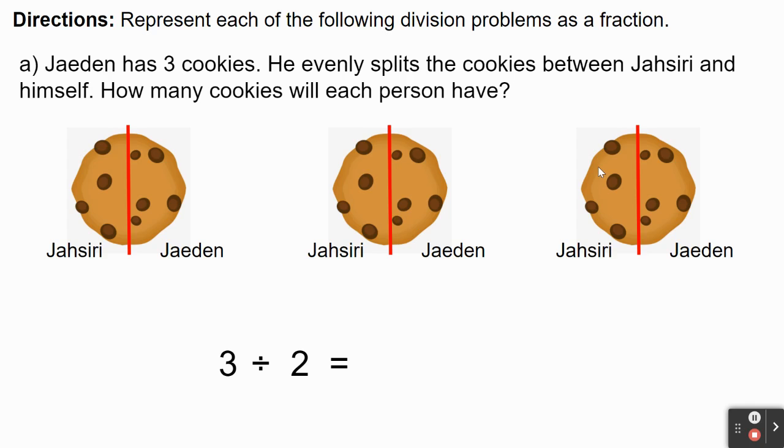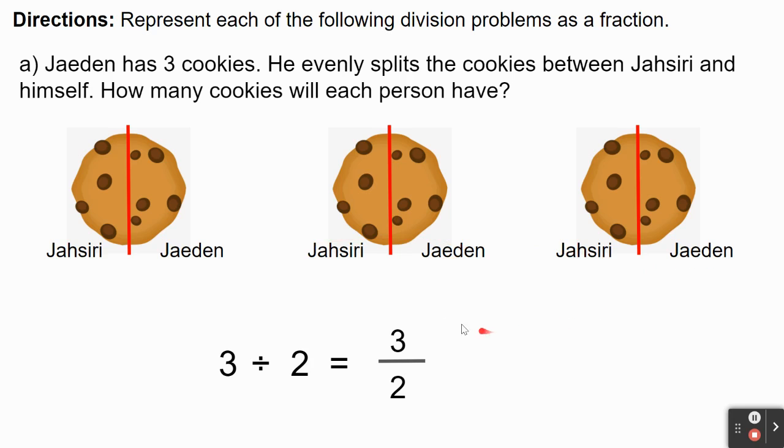Well, let's see how many cookies Jossiri is going to get. So Jossiri is getting 1 half, 2 halves, 3 halves. So Jossiri is going to be getting 3 halves of a cookie. Jaden is also going to get that same amount. 1 half, 2 halves, 3 halves.